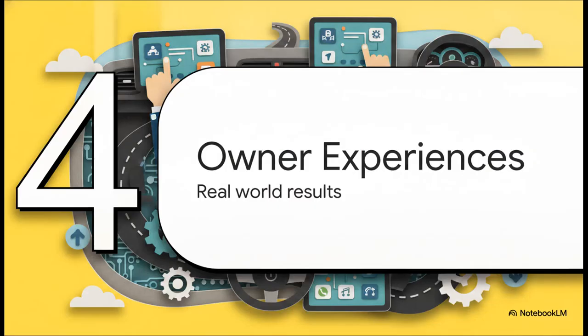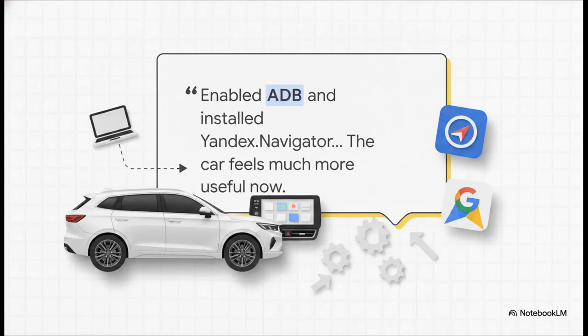Section 4, real-world owner experiences. Because theory is great, but does this actually work out in the wild? Absolutely, it does. Look at Alex from the UK, driving a 2025 Geely Monjaro. He ran the math, enabled his ADB tunnel, and successfully sideloaded both Yandex Navigator and Google Maps. His takeaway? He says the car just feels so much more useful now. And the best part is he didn't need to pay a dealer. He just needed his laptop and the right code.